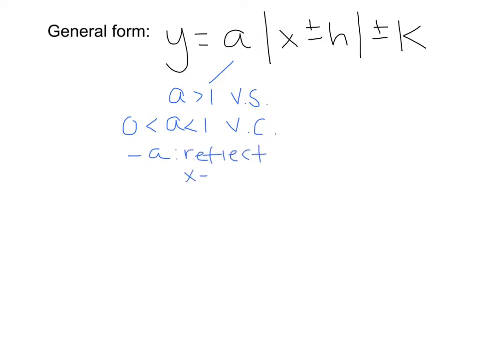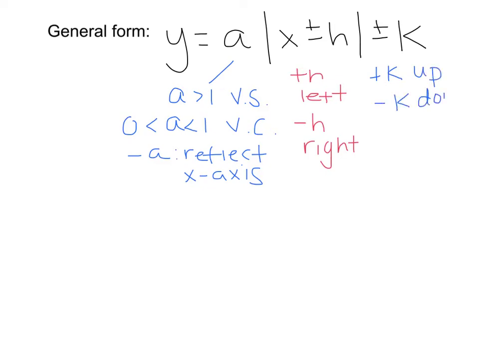across your x-axis. Okay, so the plus h is inside my absolute value bars, so plus h is actually going to move it to the left. Minus h is going to actually move your graph to the right. Plus a number at the end, plus k, is going to move your graph up. Minus k is going to move your graph down. Again, this is just like section 2.6.